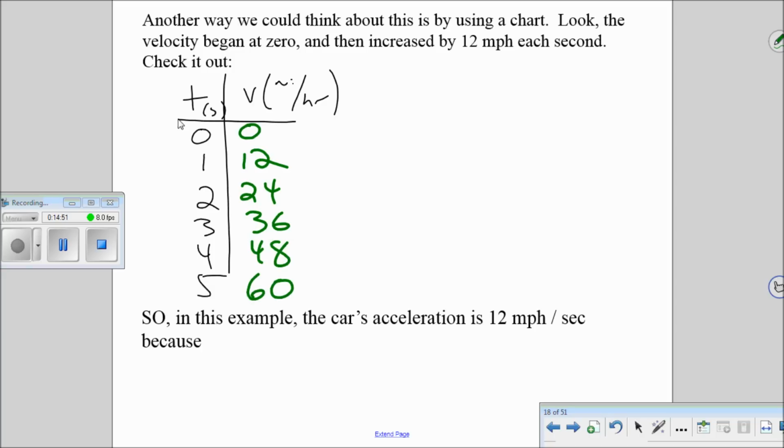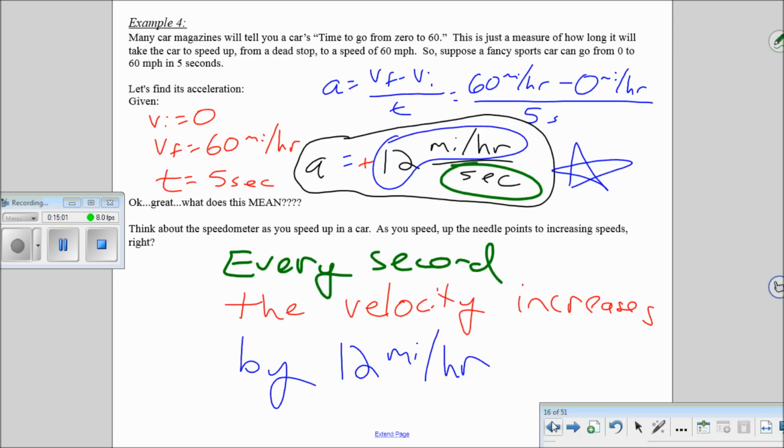In this example, the car's acceleration is 12 miles per hour per second because, as I already wrote on the previous slide, every second the velocity increases by 12 miles per hour. Okay, so that is that.